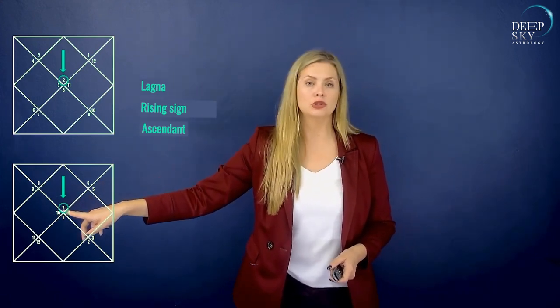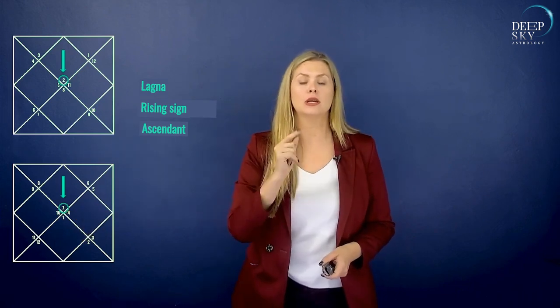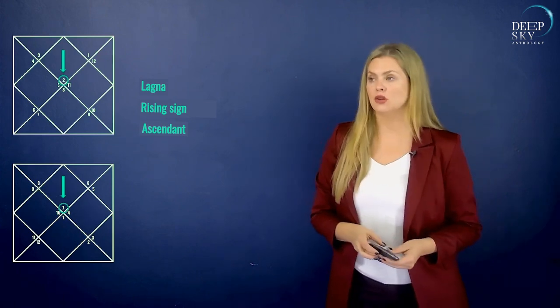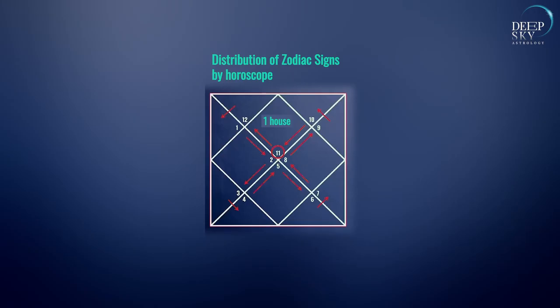So this person was born with a rising sign of Libra because Libra is the 7th sign of the zodiac. I hope you grasp that because we have gone over it in great detail many times before. The distribution of the zodiac signs, as I already mentioned, goes counterclockwise. That's just the way things go.